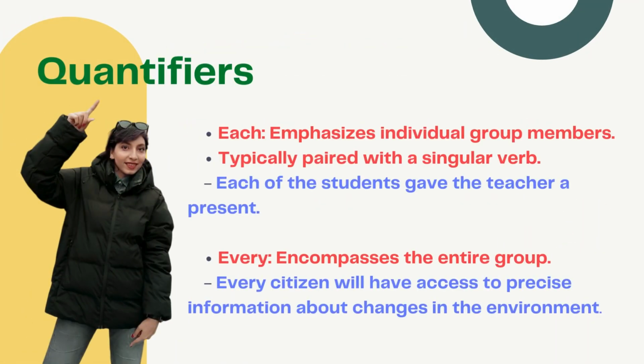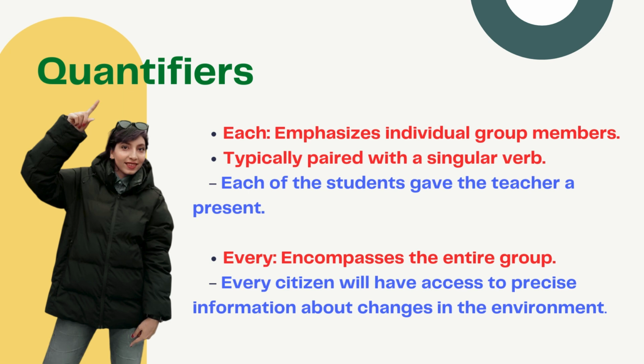How about quantifiers? Quantifiers, like each, focus on individual members of a group, usually with a singular verb. About this sentence, each of the students gave the teacher a present. How about every? Every talks about the whole group together. For example, every citizen will have access to precise information about changes in the environment.